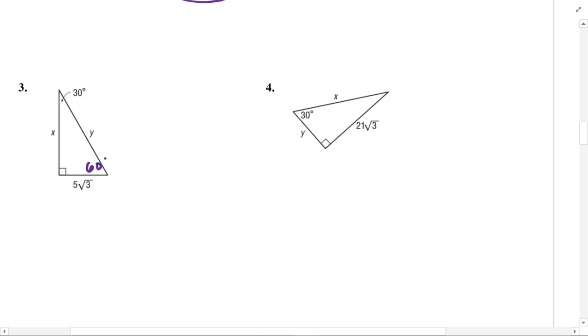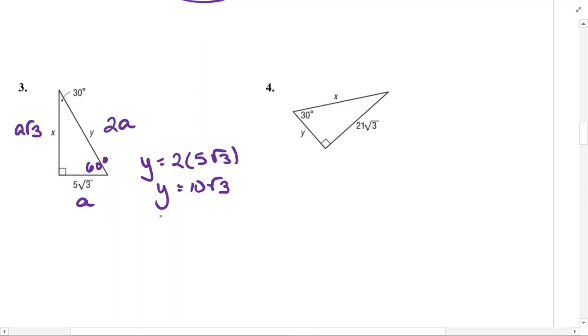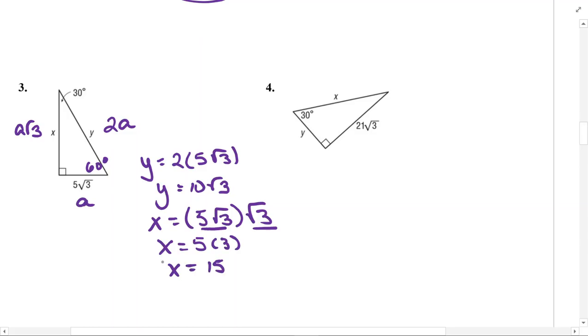This would be our 60-degree angle. So this would be A, 2A, and A rad 3. So y would be 2 times A, which is 5 rad 3. So y would equal 10 rad 3. X is A rad 3. A was 5 rad 3 and rad 3. So this is A rad 3. Rad 3 times rad 3 is 3. So x would equal 15.